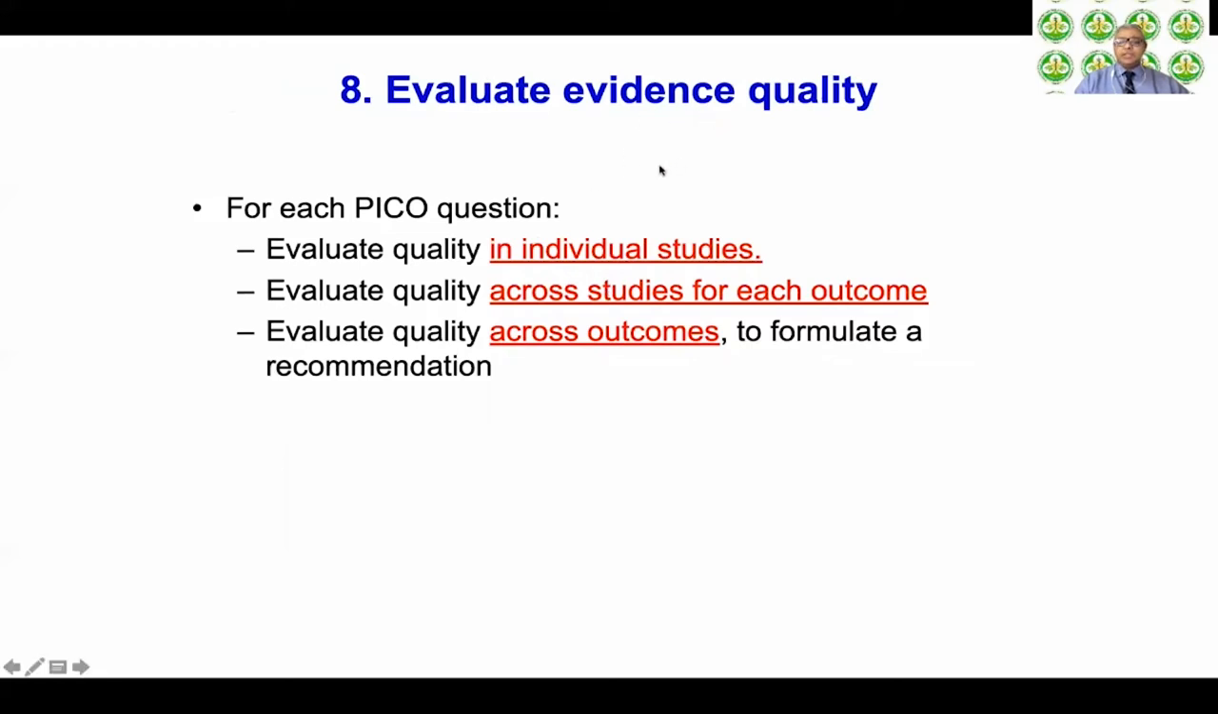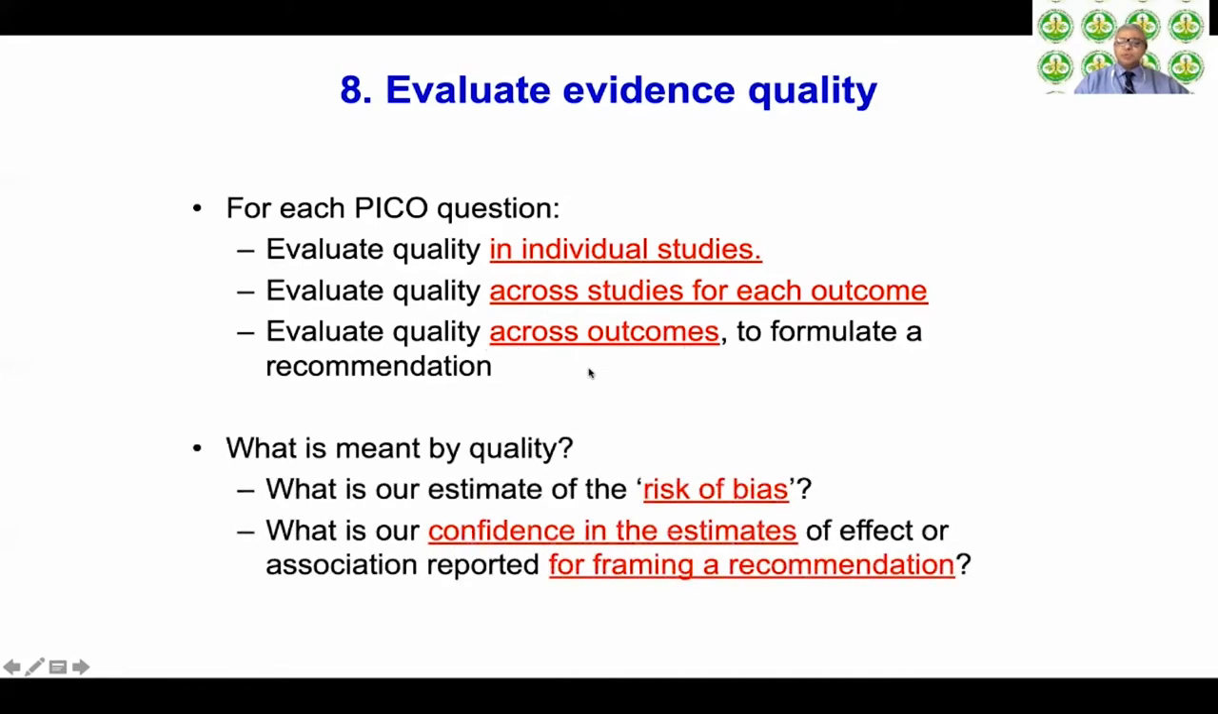Now, evidence quality is to be judged at three levels. One is each individual study that is part of the systematic review has to be appraised for methodological quality. Each outcome that is being addressed through a bunch of studies, the quality has to be appraised across those studies. And finally, for multiple outcomes, the quality has to be appraised across those outcomes, which will be important to formulate a recommendation statement.